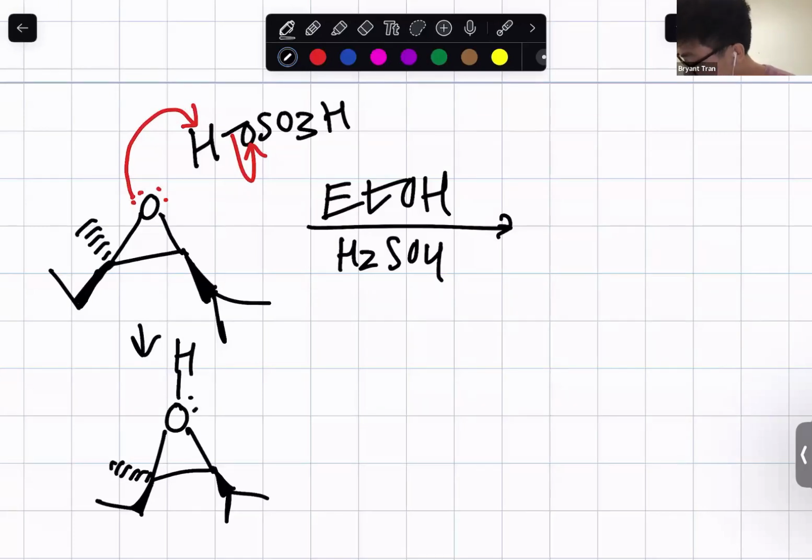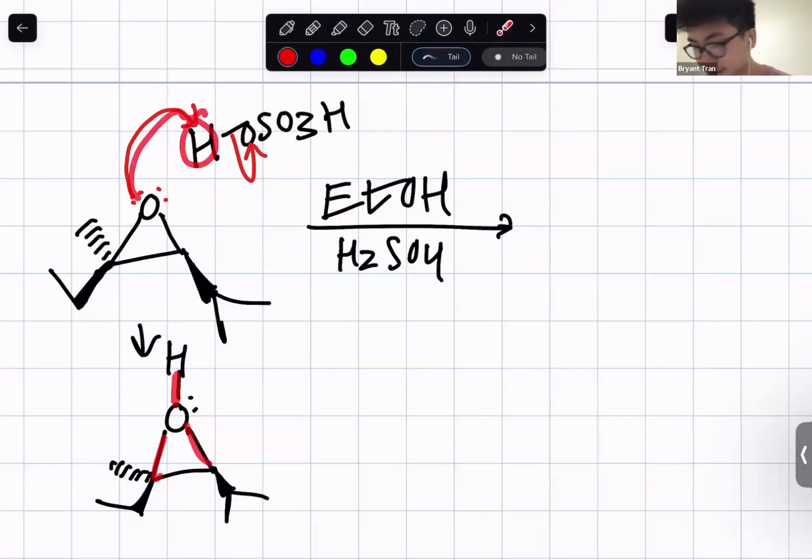Notice how this oxygen now has 3 bonds, 1, 2, 3, because it grabbed a hydrogen. Before it had 2 pairs of electrons, 1, 2, but now it only has 1 pair of electrons because it used one of its pairs of electrons to make that new bond right there. This set of electrons is this set of electrons right here.